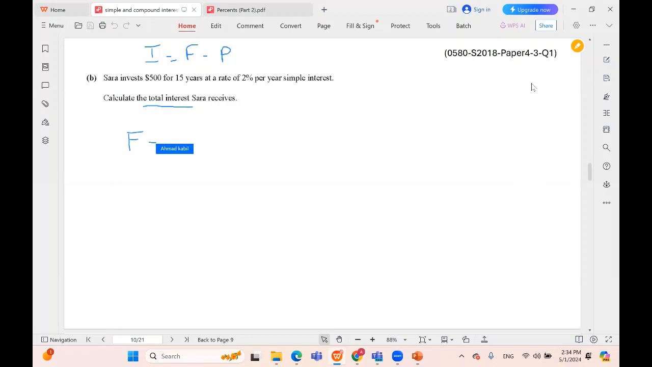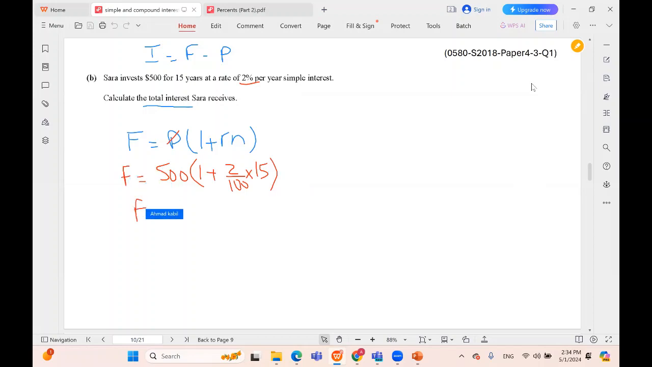So F equals P times (1 plus Rn). P is 500 times (1 plus R, which is 2 over 100, 2%, times N, which is 15, so 2 over 100 times 15). And all of this is equal to F. So F equals 500 times (1 plus 2 times 15 over 100). Of course, 2 times 15 is 30 divided by 100.